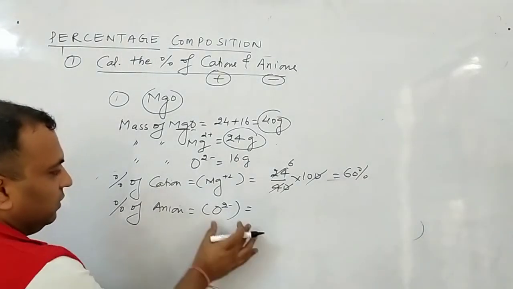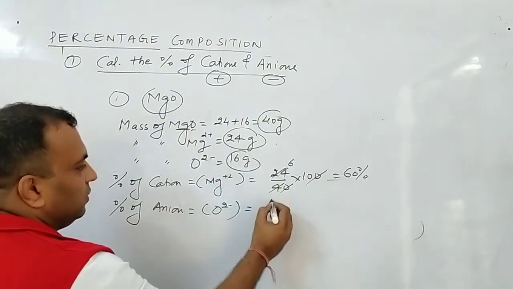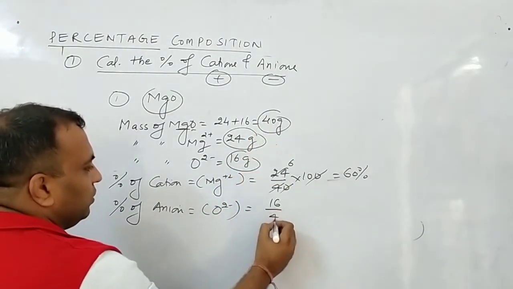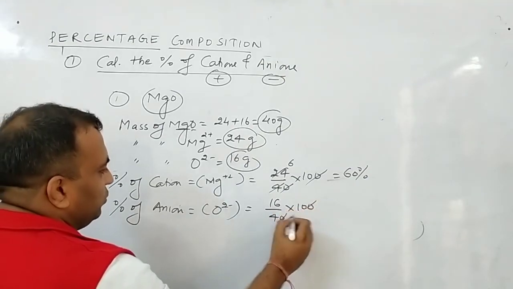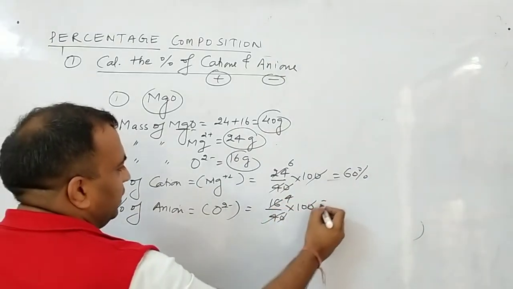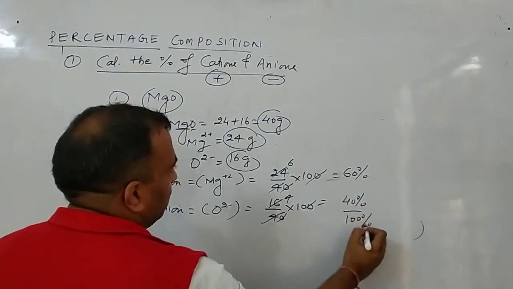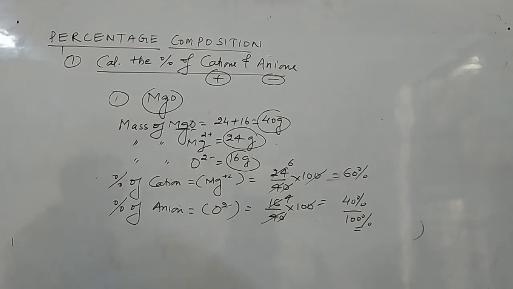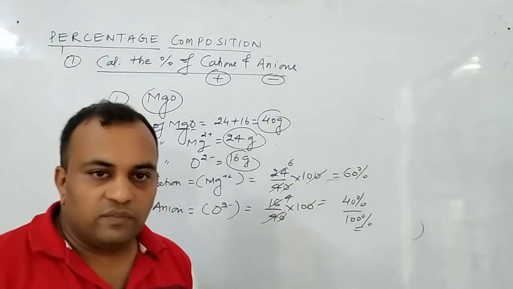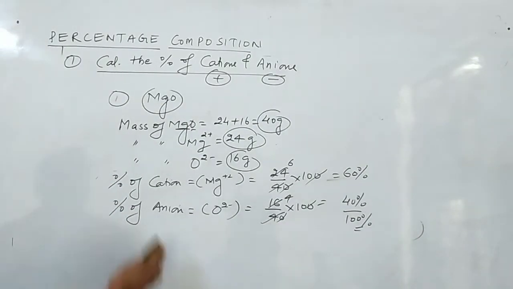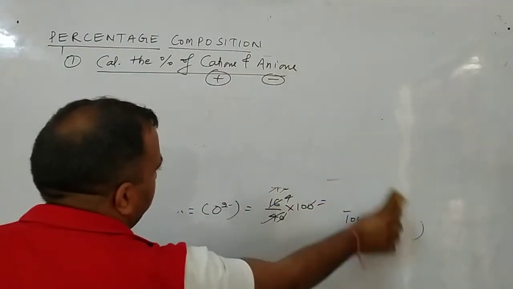Okay. Then oxygen, what is the mass? 16, compound 40, into 100. Again you just simplify. 4 4s are 16. This comes out to be 40%. See, the total is 100%. You can do this now. So similarly, you can calculate the percentage of cations. And I'll take one more example in this percentage of cations and anions.